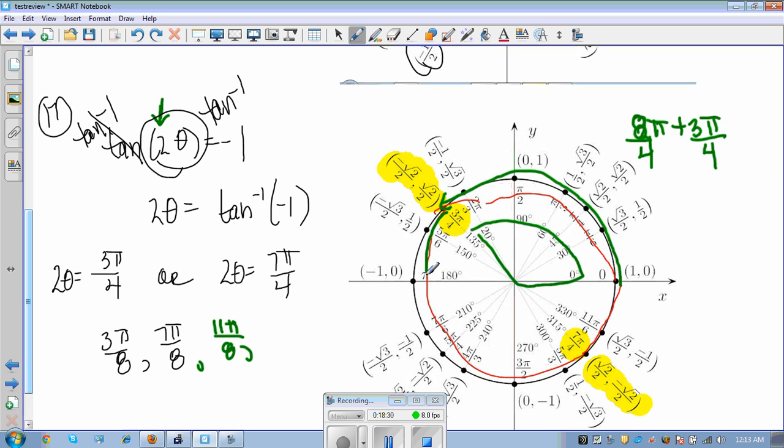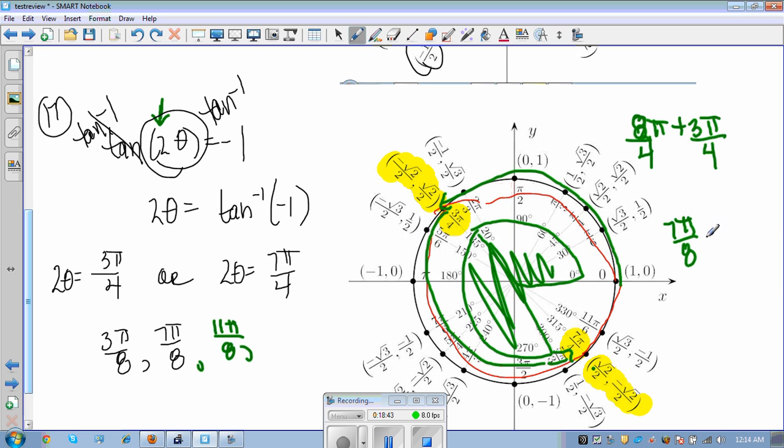And when you come around here, it's not just 7 pi over 4 anymore. We already have 2 pi worked in, so I have to add in that extra. So I have 7 pi over 4 plus the 2 pi that I had already looped around before. Common denominators of 4. And that is where the 15 pi over 8 comes in.